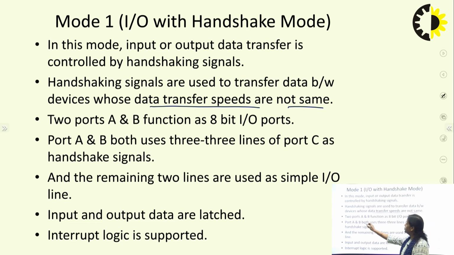Here the two ports A and B function as 8-bit input output ports. Ports A and B both use 3 lines of port C as handshaking signals. As I told you, port C pins are used to generate the handshaking signals. So both port A and B use port C to generate the handshaking signals, and the remaining 2 lines are used as simple input output lines. Input and output data are latched here, and interrupt logic is also supported in this mode.